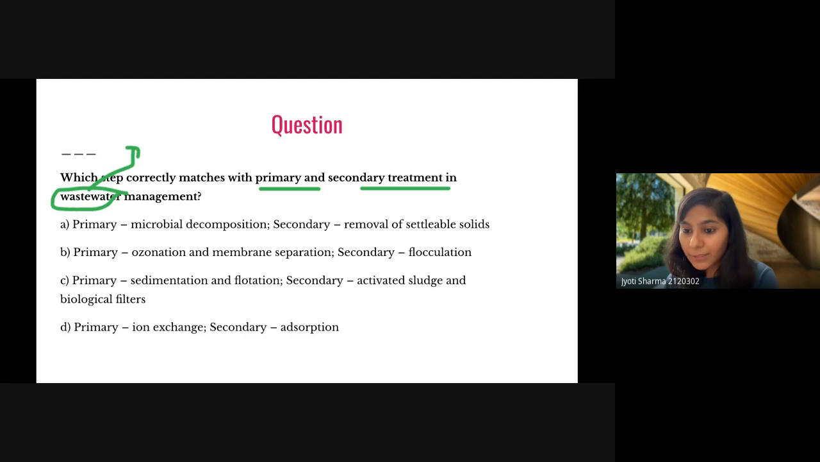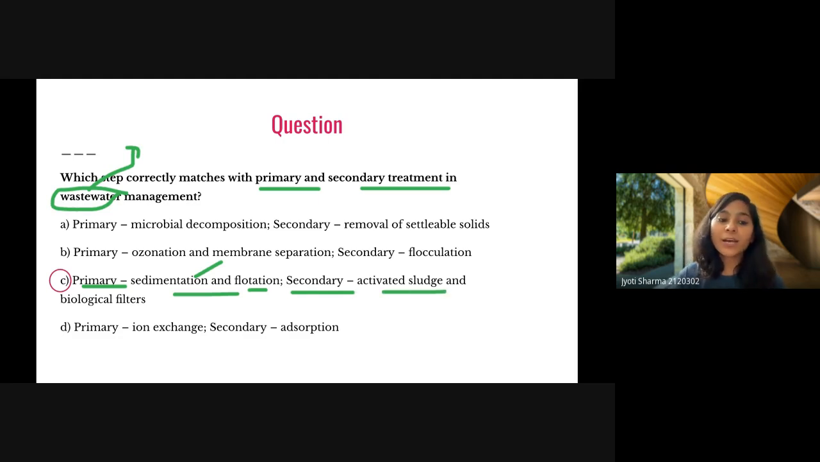So okay, let me see. Priscilla, Divya, Venkateshwara, everyone gave me C answer. Yes, I also agree with this. So in the primary treatment there is sedimentation and flotation, we will talk about this. And in secondary treatment we have activated sludge and biological filter, we will talk about this as well. So after this, we will discuss primary treatment and secondary treatment at length.